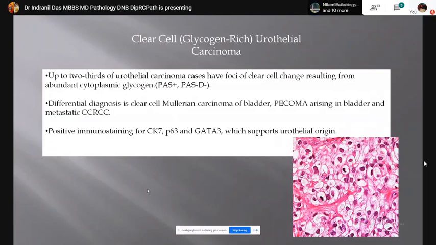Now, clear cell urothelial carcinoma. Up to 2/3 of urothelial carcinomas can show foci of clear cell changes. These clear cell changes are basically due to accumulation of abundant cytoplasmic glycogen. That's why these tumors are PAS positive but PAS-D negative. That means the digestion transforms the tumor to PAS negative. The differential diagnosis is clear cell Mullerian type carcinoma of urinary bladder, PEComa, and metastatic clear cell renal cell carcinoma. The exact diagnosis can be clinched by immunostaining with CK7, P63, and GATA3.